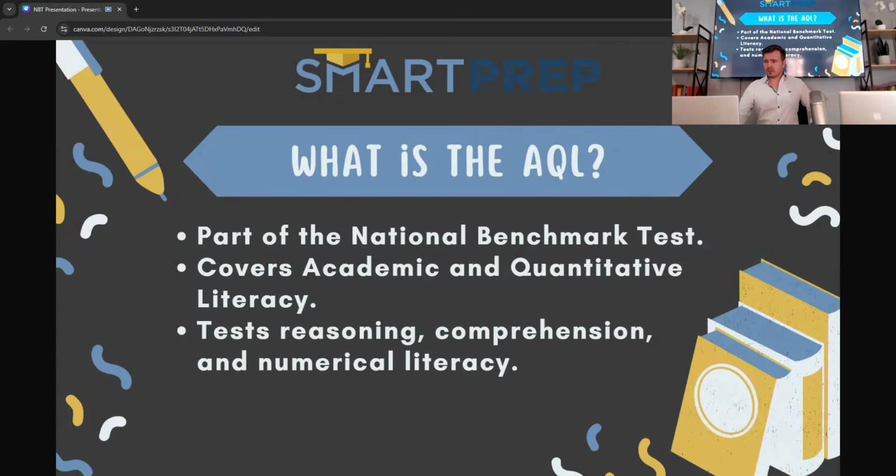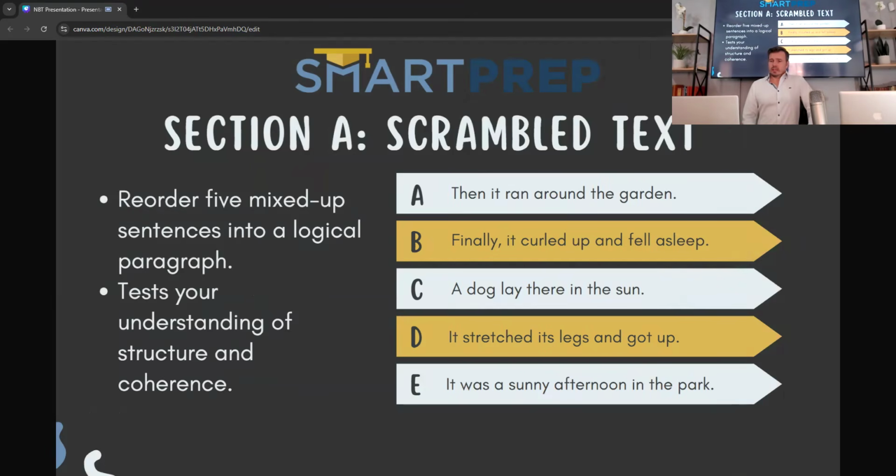And let's begin with section A, which is probably going to be your scrambled text. Now, much like this desk, which came inside a box and takes a while to figure out how to put it all together, this is much like what's going to happen with your scrambled text. You're going to get given 5 sentences, lovingly rearranged, and you're going to have to put them back in order.